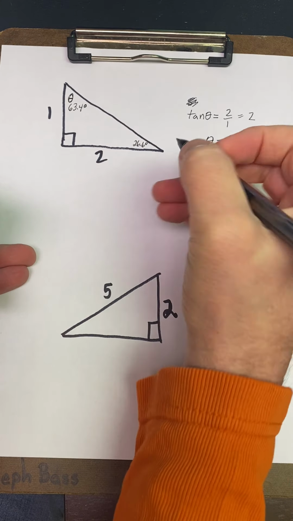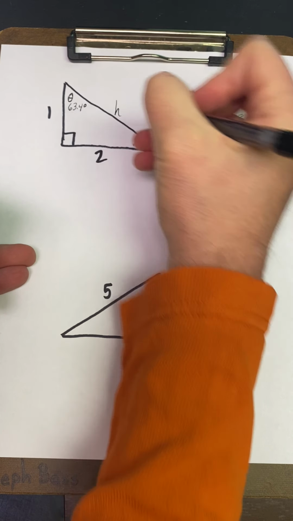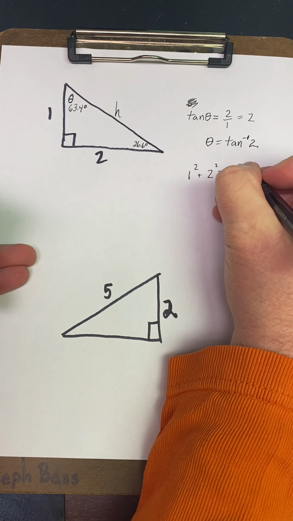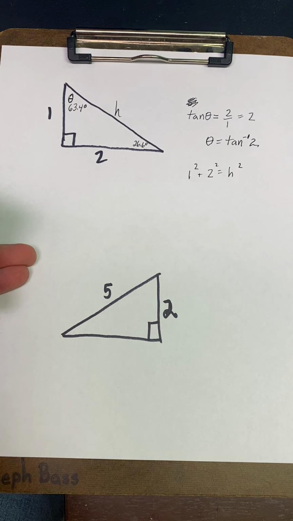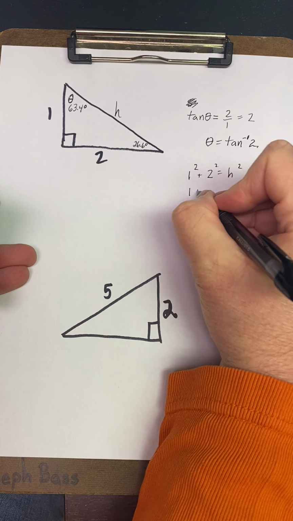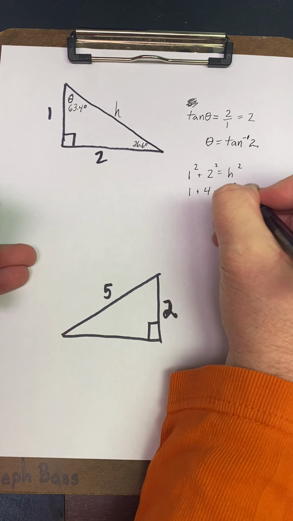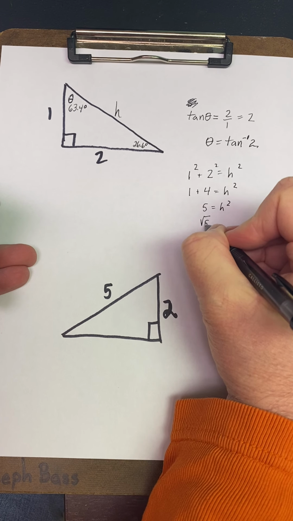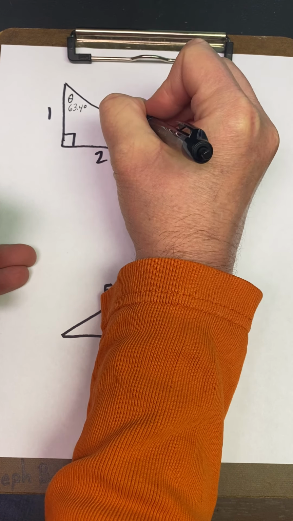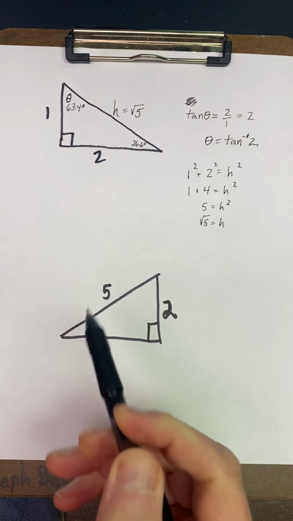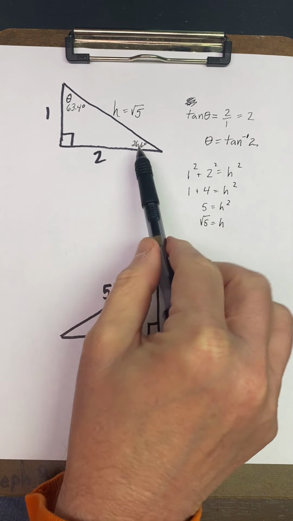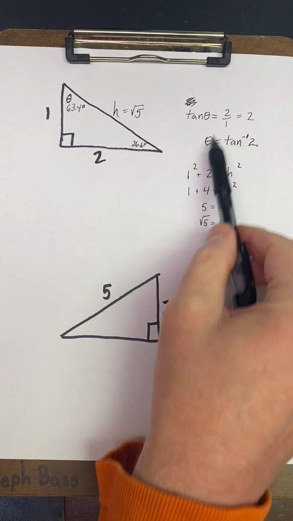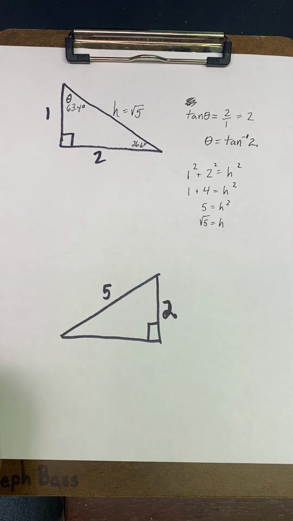Now I could find this hypotenuse. I'm going to use the Pythagorean theorem. The hypotenuse: 1 squared plus 2 squared is the hypotenuse squared. That's 1 plus 4, which is 5, the hypotenuse squared. So the square root of 5 is the hypotenuse. And so I was given just two sides. I was not given an angle. If I'm not given an angle, I'm going to have to use an inverse trig function.